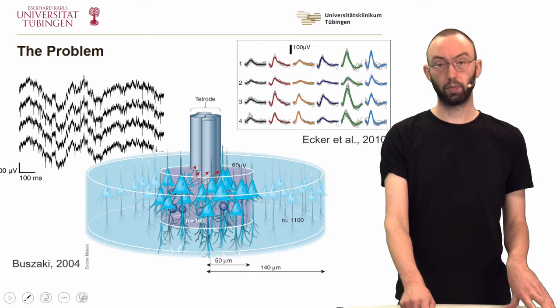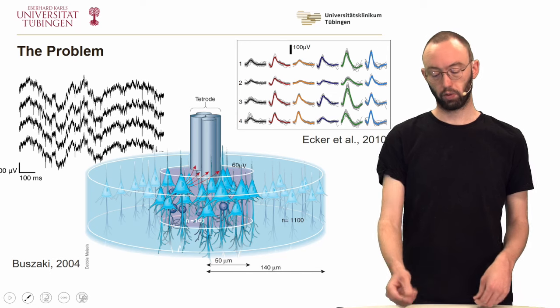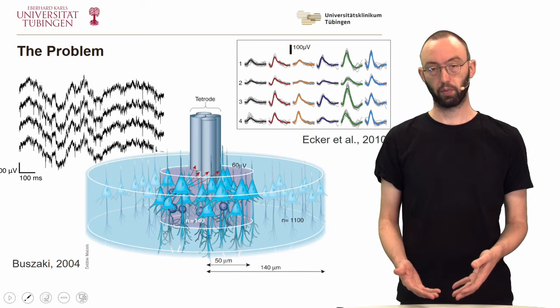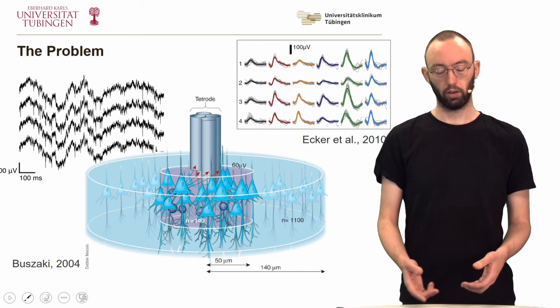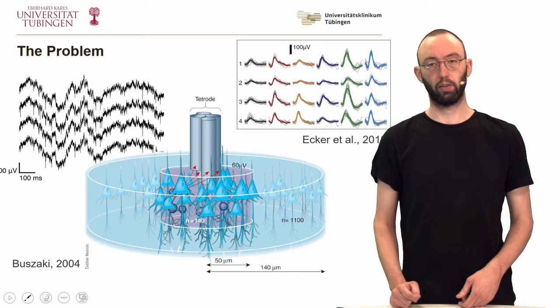Our goal is to have such sorted signals. These are the signatures, the spike waveforms, corresponding to the different neurons that we can identify on a particular recording. And we want to go from the raw data to such a nicely annotated dataset.